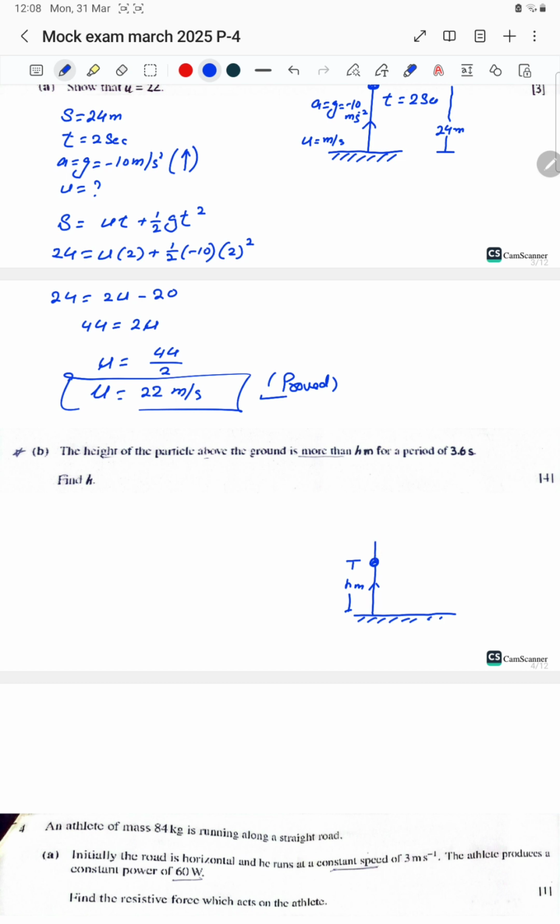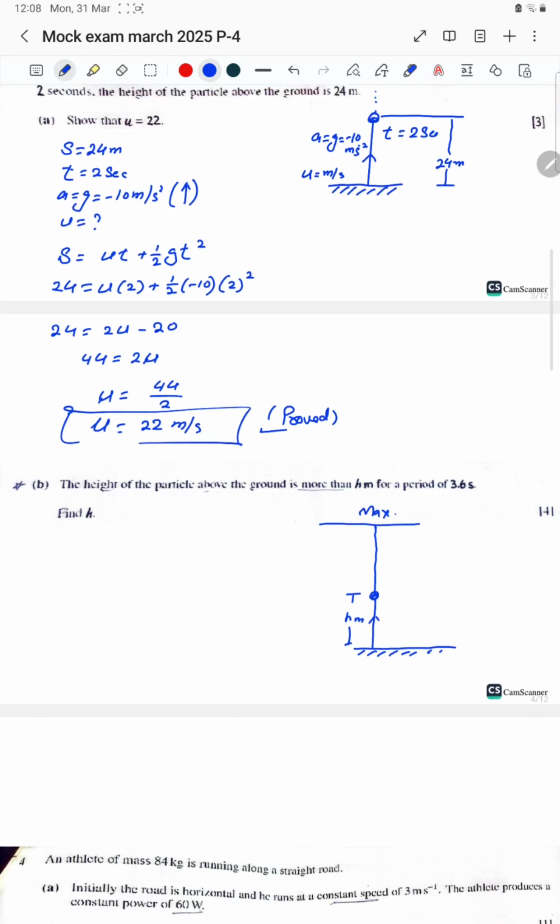Suppose it comes to be here, the maximum height. This is supposed to be the maximum, and it takes more than h for a period of 3.6. Here from here is 3.6. So I can see the height from here till here. It takes time.